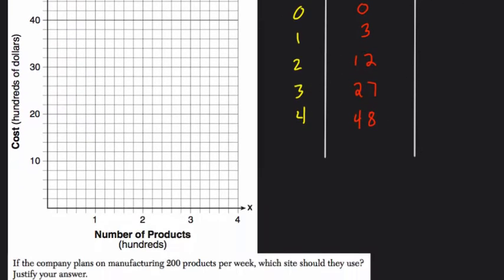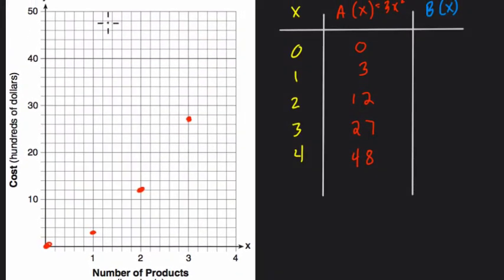We can plot those on our graph. We'll plot them in red. Our first point is 0, 0, then 1, 3. So here's 10. It goes up by 2, 4, 6, 8, 10. So 2, 3 would be about here. 2, 12, right here. 3, 27, about here, right in the middle there. And then 4, 48, here. And then you just want to nicely sketch this out. It's going to curve, right? There aren't straight lines between. It's a curvature. You can tell it's going to have that curvature because x is being squared, 3x squared.